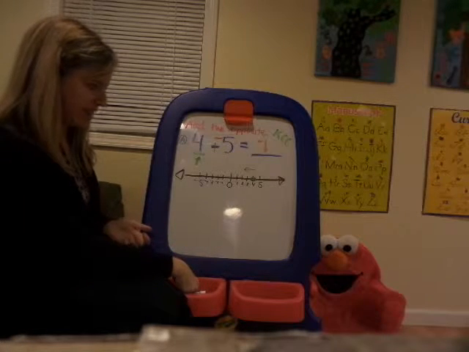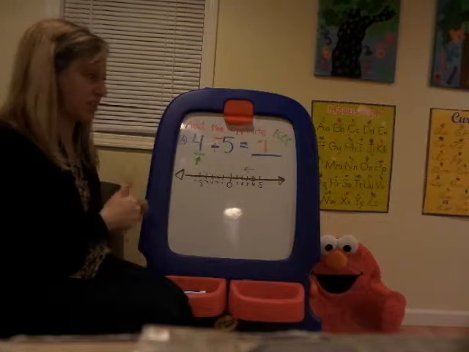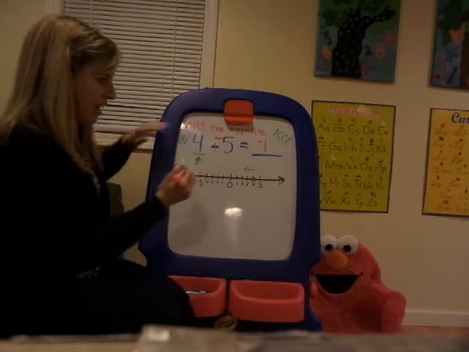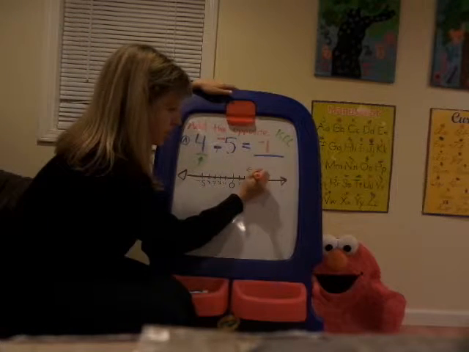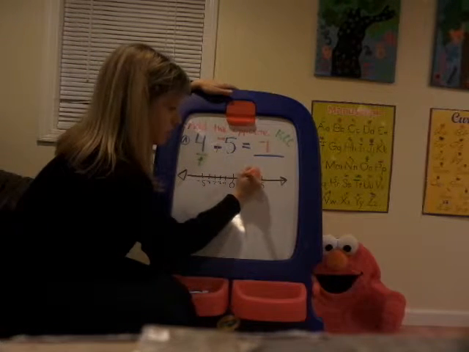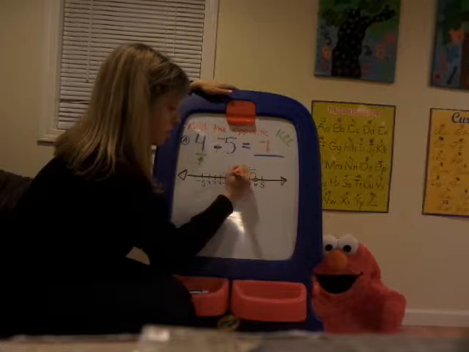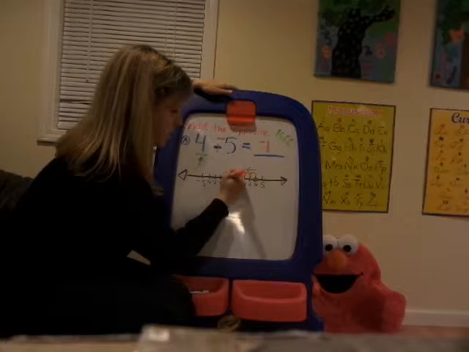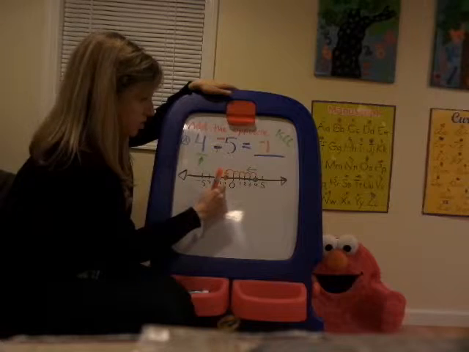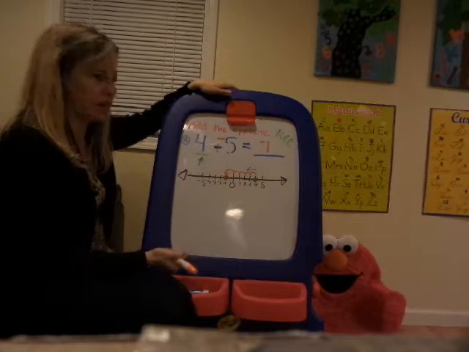Now this is telling us how far we're going to go, which in this case is 5 in a negative direction. So we start here and we hop down 1, 2, 3, 4, 5, and that's where we end. And there's our solution, negative 1.